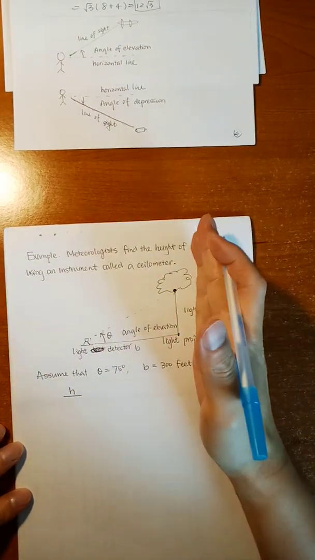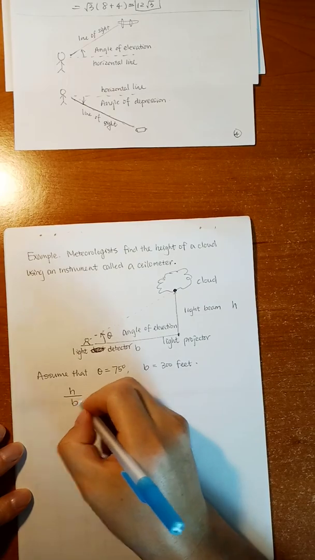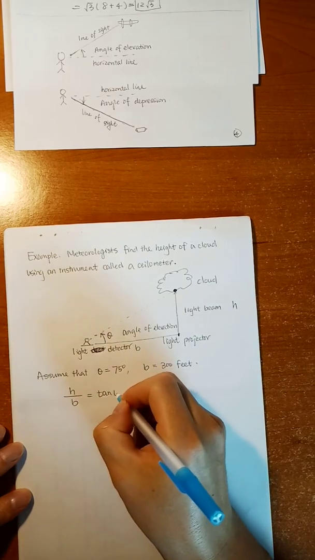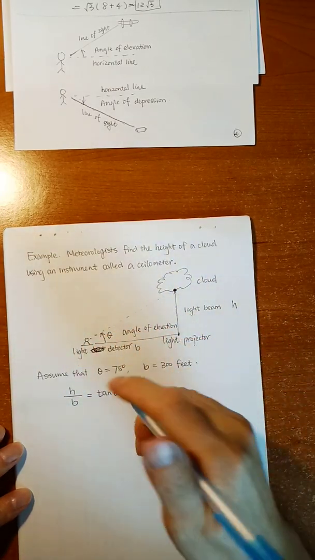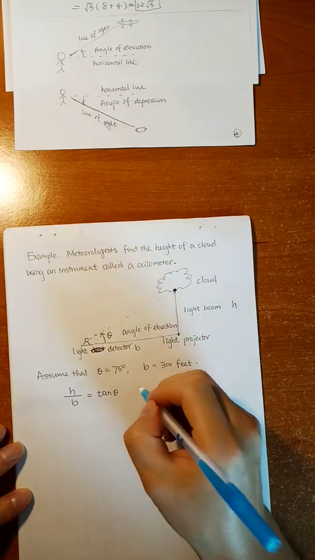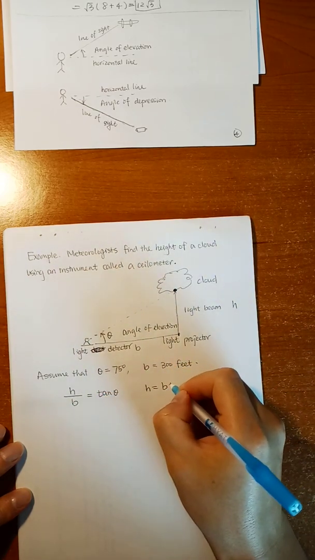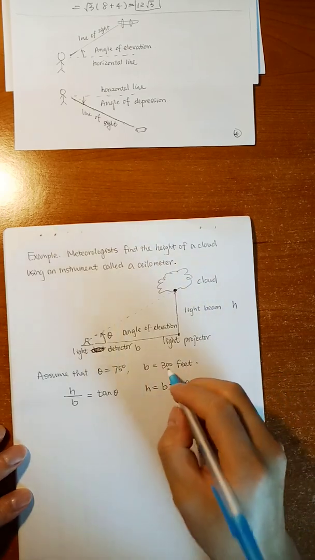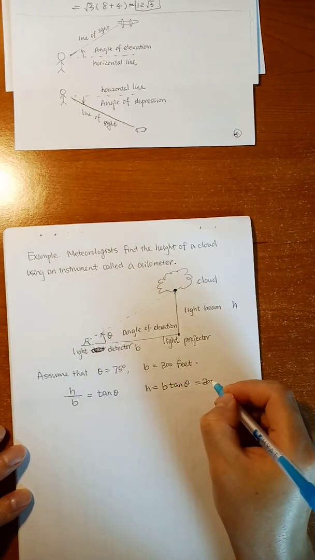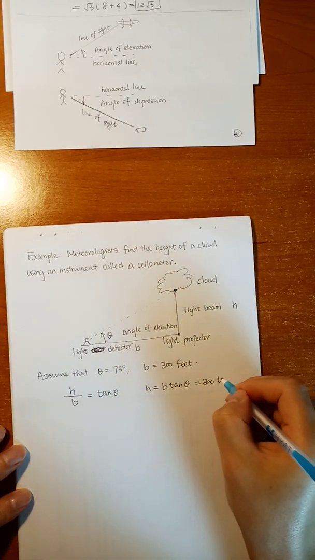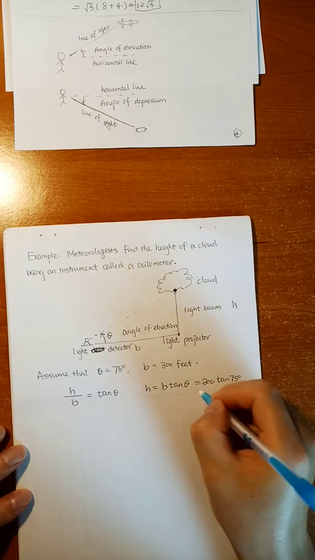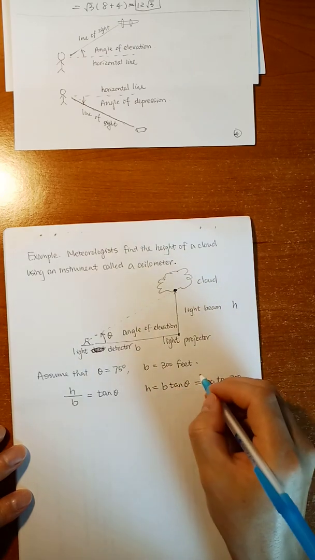Opposite over adjacent is tangent theta. Opposite over adjacent is tangent theta. And we're looking for H, so H is B times tangent of theta. B is the base. Theta is 75 degrees. So if you compute this quantity, it will give you the height.